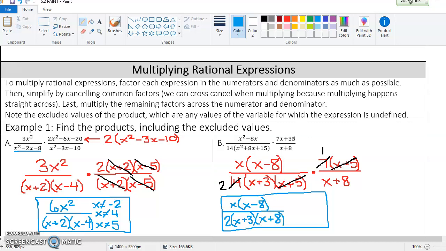All right, as we look at the excluded values here, it looks like x is not allowed to equal that, or that. I see x plus 3, so that means negative 3 is off limits. I see x plus 5, so negative 5 is off limits. And I see x plus 8, so negative 8 is off limits. Again, the denominator is what matters in this case. The numerator I really don't care about. If the top equals 0, it's fine. The issue is if the bottom equals 0.